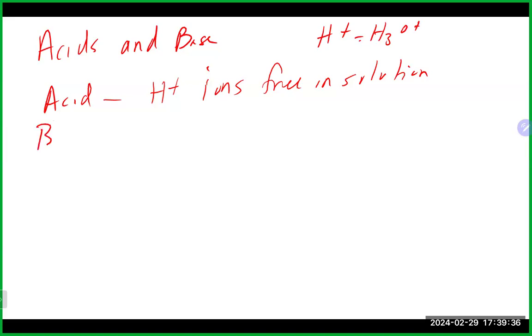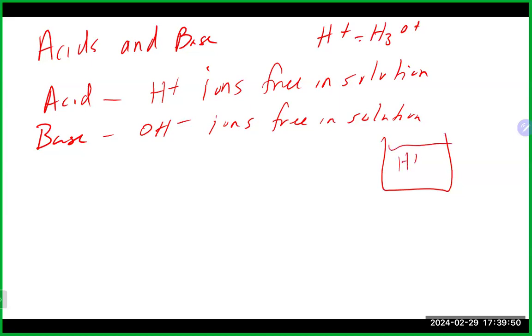Bases are things that have the ability to produce hydroxide ions in solution. And remember that what we're talking about here is the ability to have these ions freely floating in solution, not attached to anything. And as we'll talk about, the amount that you have of free H plus versus free OH minus will determine whether a solution is acidic, basic, or neutral.